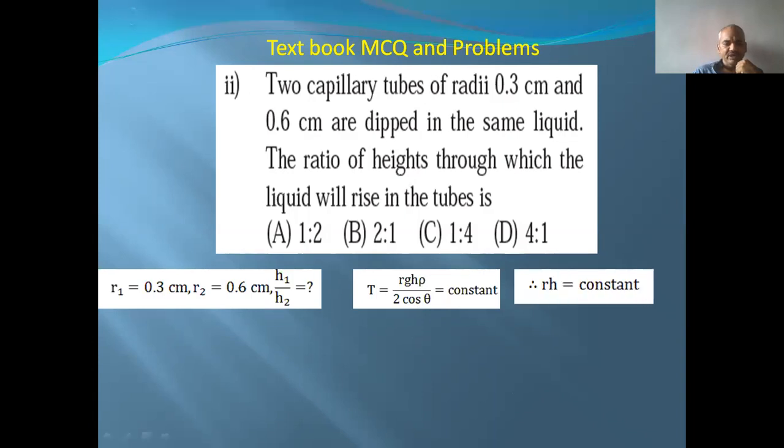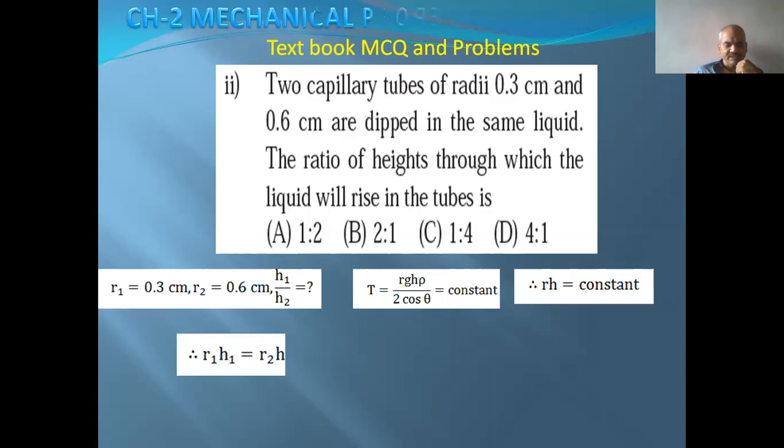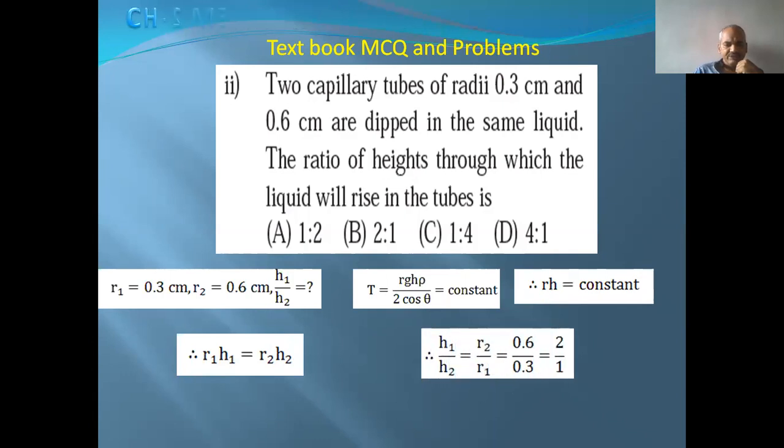From this relation r h equals constant for the given cases, you can write r1 h1 is equal to r2 h2. From that you get the relation h1 by h2 is equal to r2 by r1. Just substitute the values of radius r2 and r1, 0.6 divided by 0.3, you get the ratio as 2:1, and because of this the answer is B, 2:1.